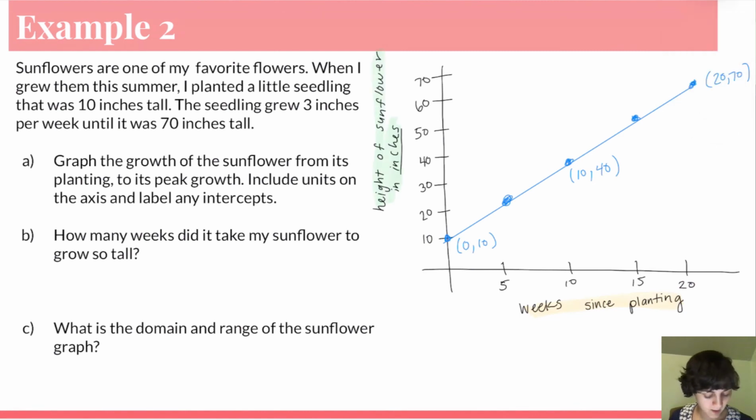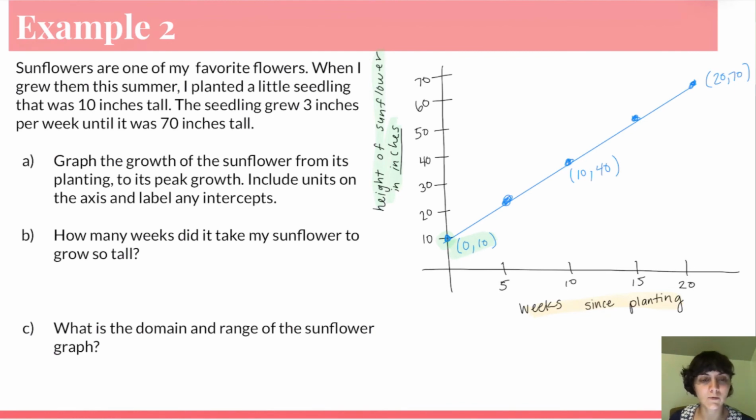Okay? Let's see. Did we do all of part A? Graph the growth of the sunflower from its planting to its peak growth. Okay, so planting at 0, and then it grew all the way to 70 inches. Include units on the axis and label any intercepts. Okay, so we just want to include our intercept. Here's one right here. And I guess I already have it labeled 0, 10. Cool. So we did part A.